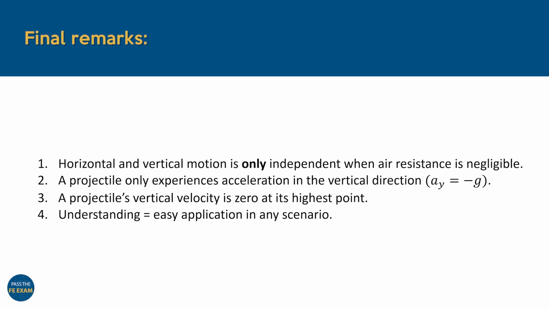Furthermore, while a projectile experiences motion in both horizontal and vertical directions, the acceleration due to gravity acts solely in the vertical direction. In fact, this is the reason that the object follows the classic parabolic path that we see in these problems. Thirdly, always remember that the projectile's vertical velocity is zero at its highest point.